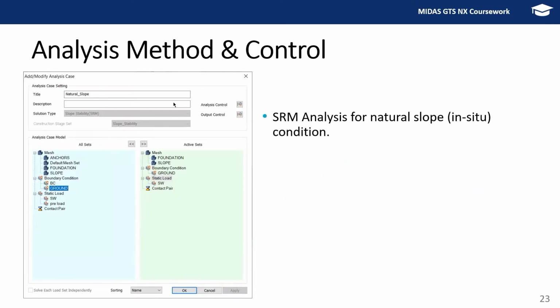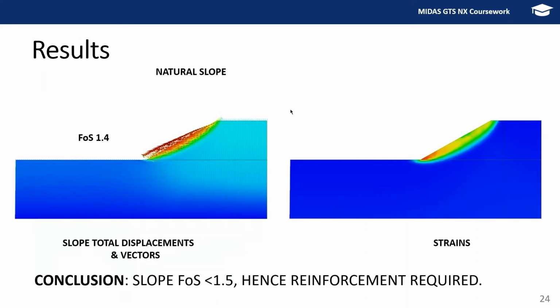In the analysis method, we just activate the mesh sets, the boundary conditions, the loading conditions, and in solution type, the SRM analysis is good enough for the in situ. So when it comes to results, this is how it's going to look. The factor of safety for this particular design that we will cover was less than 1.5. It's 1.4, and the vectors or the arrows are the displacement vectors that show the direction of the slope movement. Since the factor of safety is less than 1.5, that means we're going to need reinforcements.